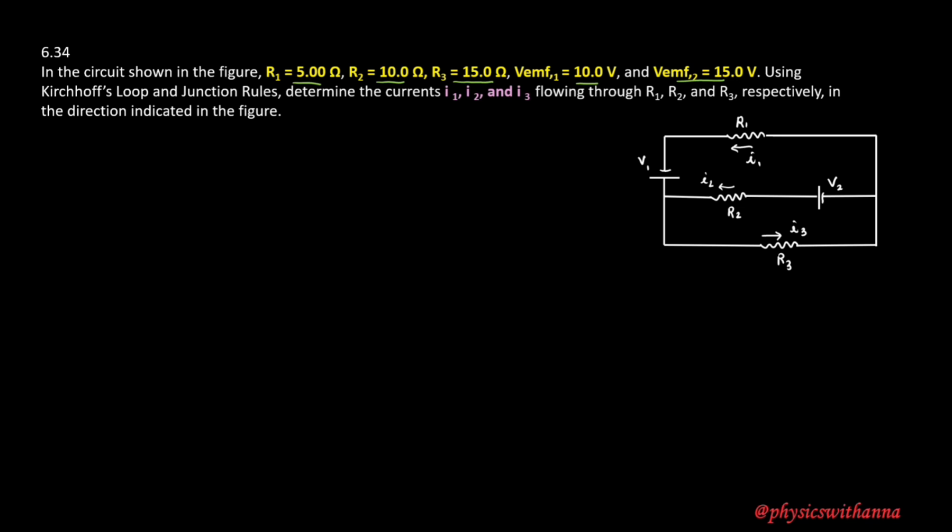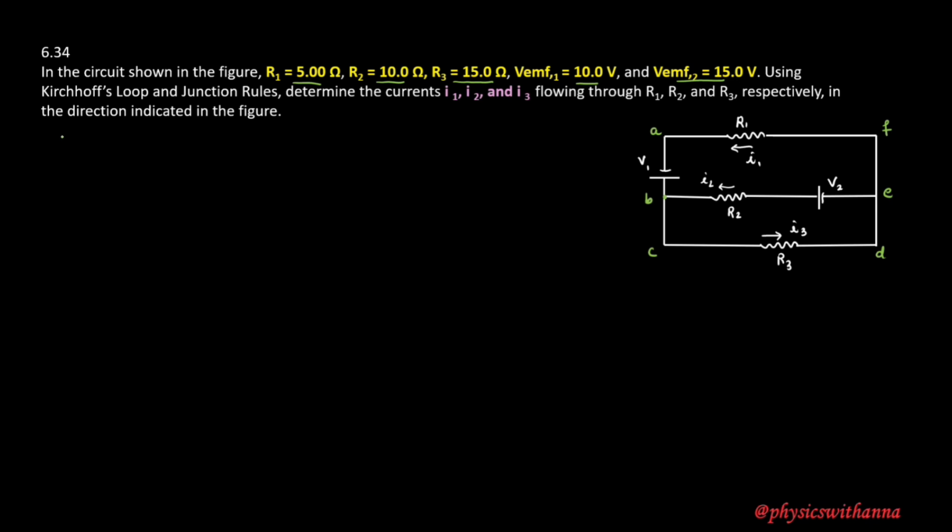So before we apply Kirchhoff rules, let us first label the circuit. I will call this point A, B, C, D, E, and F. So first we will try to find the relationship between currents I1, I2, and I3 by applying Kirchhoff junction rule. And we will apply this rule at junction B.